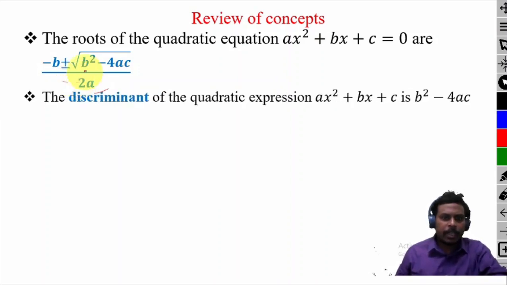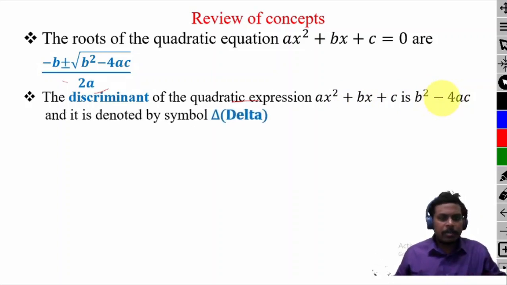The second point is the discriminant of a quadratic expression ax square plus bx plus c is b square minus 4ac and it is denoted by the symbol delta. This we have seen already.